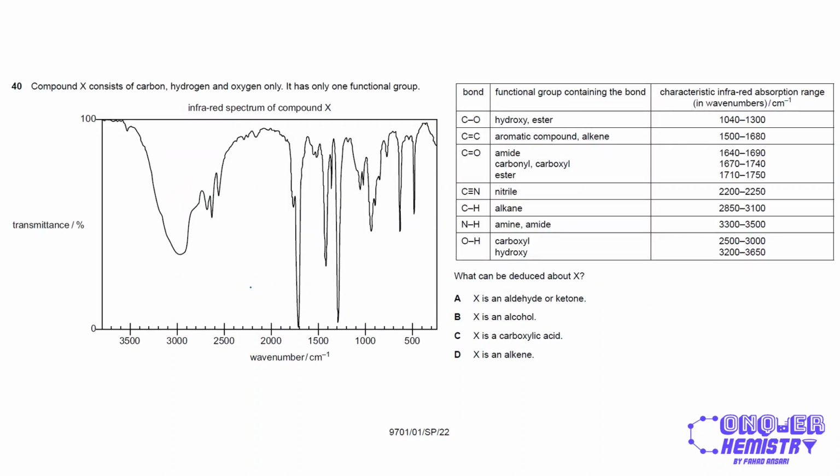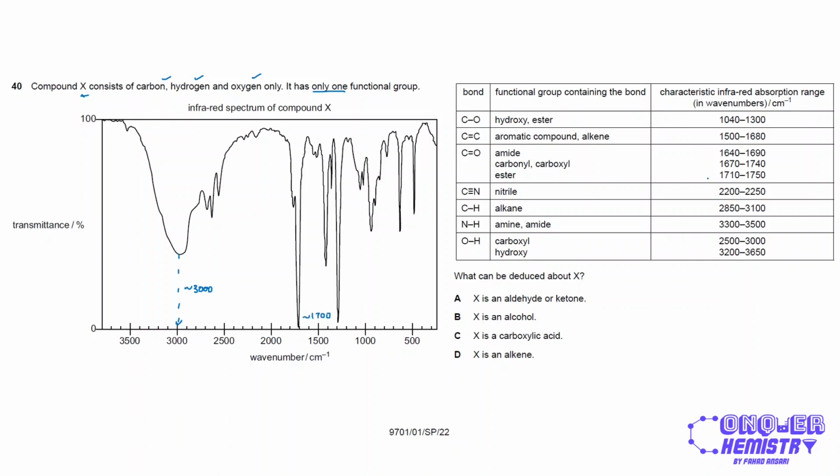So we have a final question, and this shows an infrared spectrum of compound X, and it consists of carbon, hydrogen, and oxygen only. It has only one functional group. Now, if you look at the absorptions, we have one absorption over here. If I draw a line from the lowest point of this absorption to the x-axis, this is at around 3000. And I have another absorption over here, which is at around 1700.